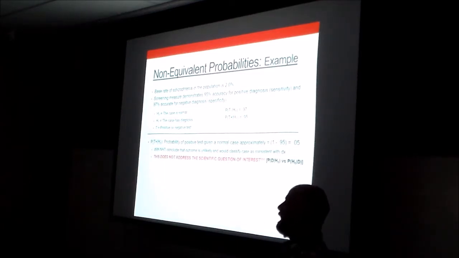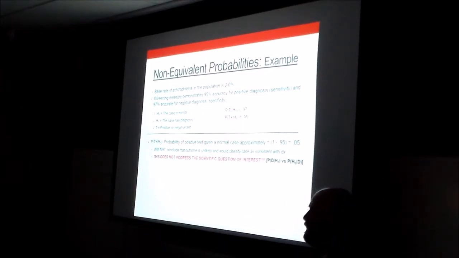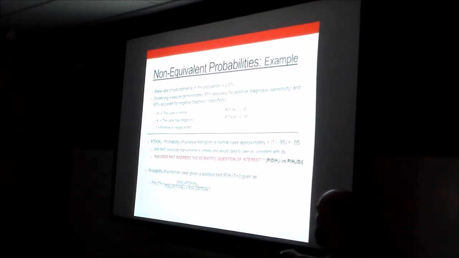negative test, or excuse me, assuming no diagnosis, what's the likelihood of a negative test? Or assuming a diagnosis, what's the likelihood of a positive test? We're doing pretty good here, right? But what's also interesting to know is the likelihood of a diagnosis given a positive test. And so if we want to calculate the probability of a normal case given a positive test, this actually starts to become more complicated here, okay?